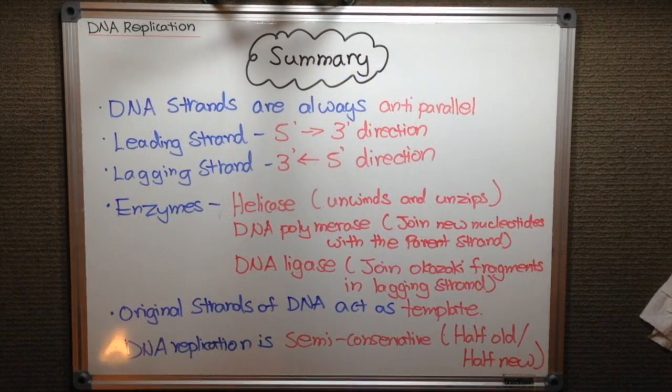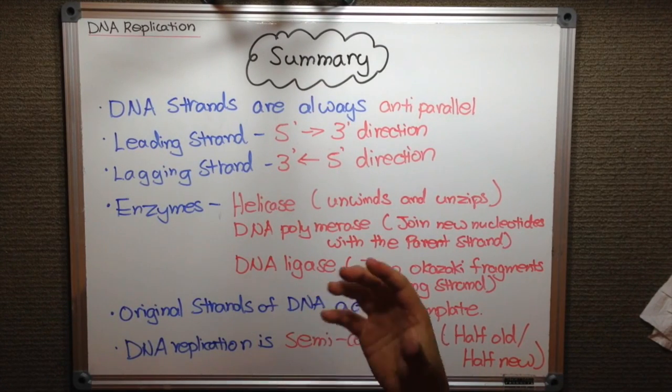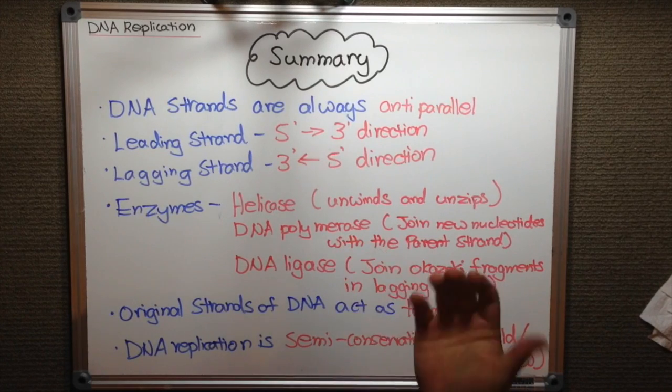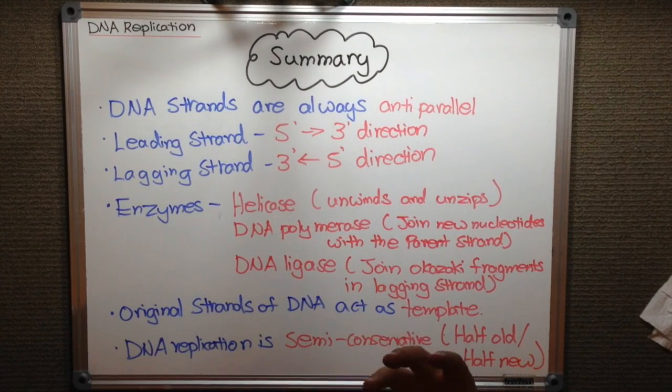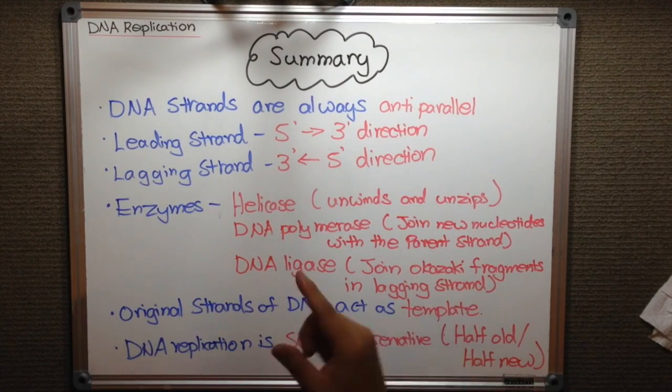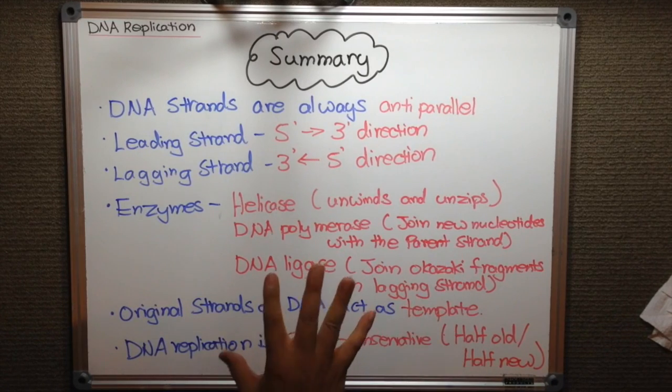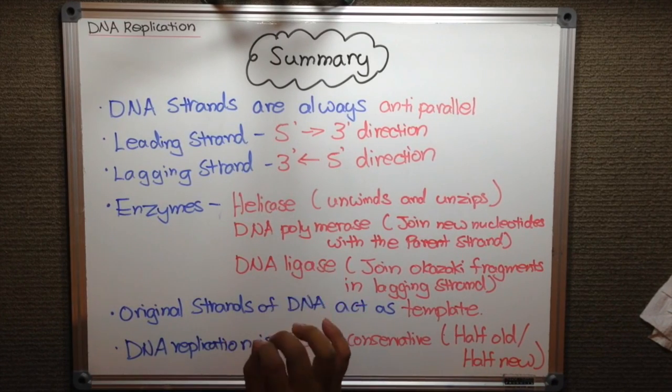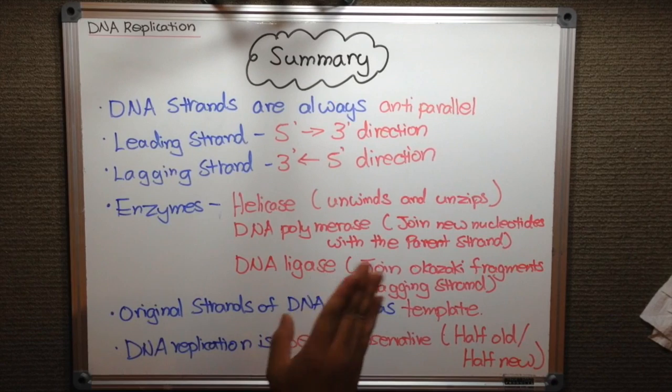All right, summary for DNA replication. DNA strands are always anti-parallel. One strand is going downwards, the other strand is going upward, okay? So it's always anti-parallel. Now, the leading strand is always from the 5 to 3 direction. In your exam, you can just say from the 5 to 3 direction. You don't really have to talk about the carbon position because that is university level, okay?